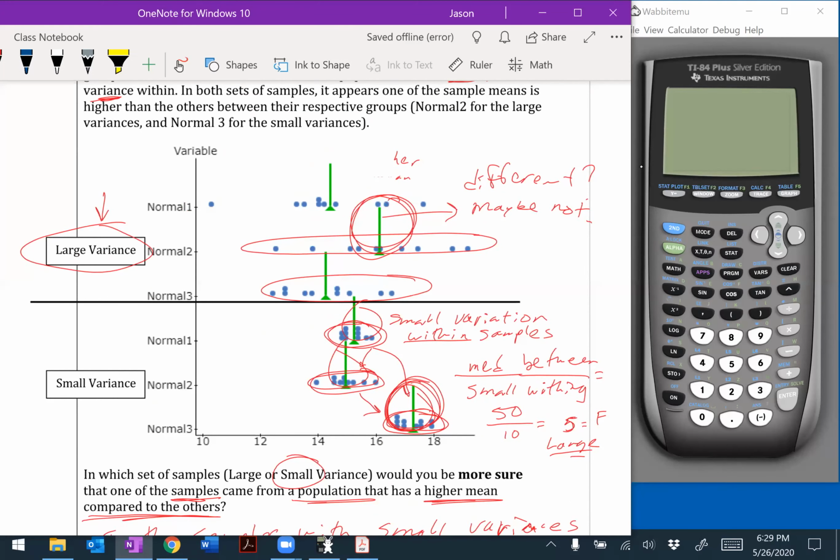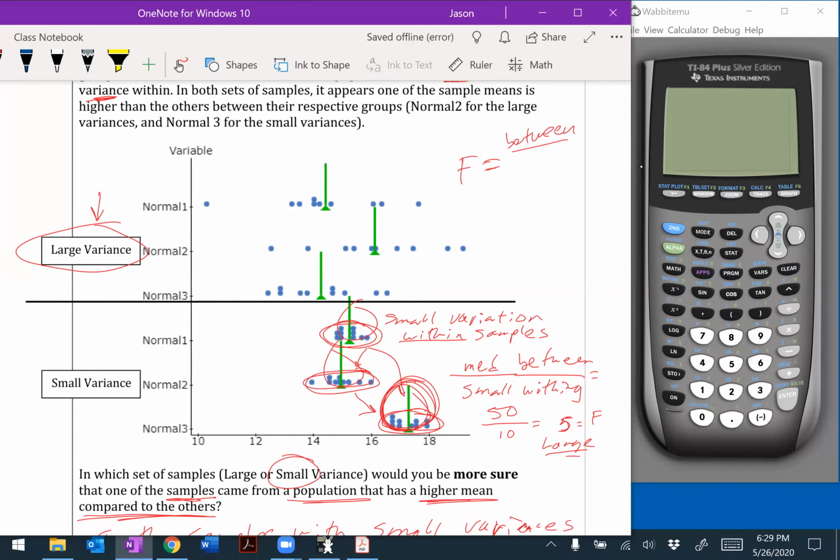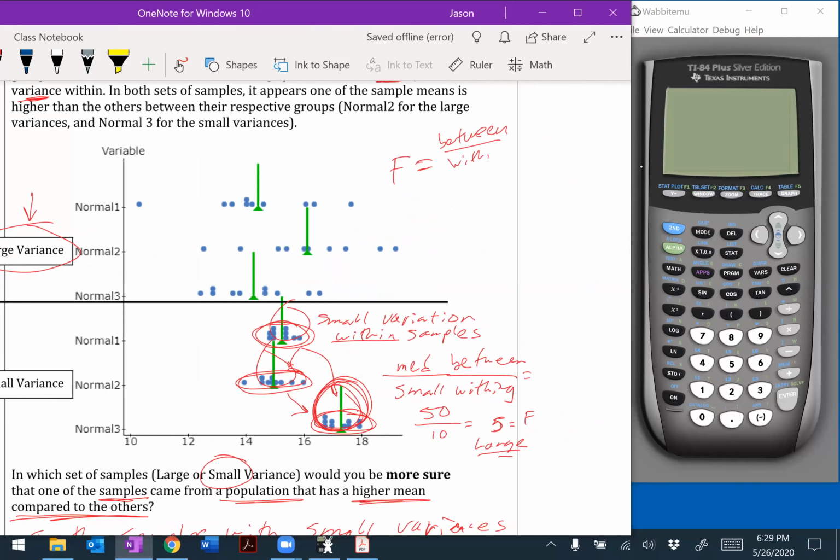Now, how would this compare to the top one? Calculating the F statistic, again, it's between versus within. It's the variation between versus the variation within, right? Within. How does it vary within?